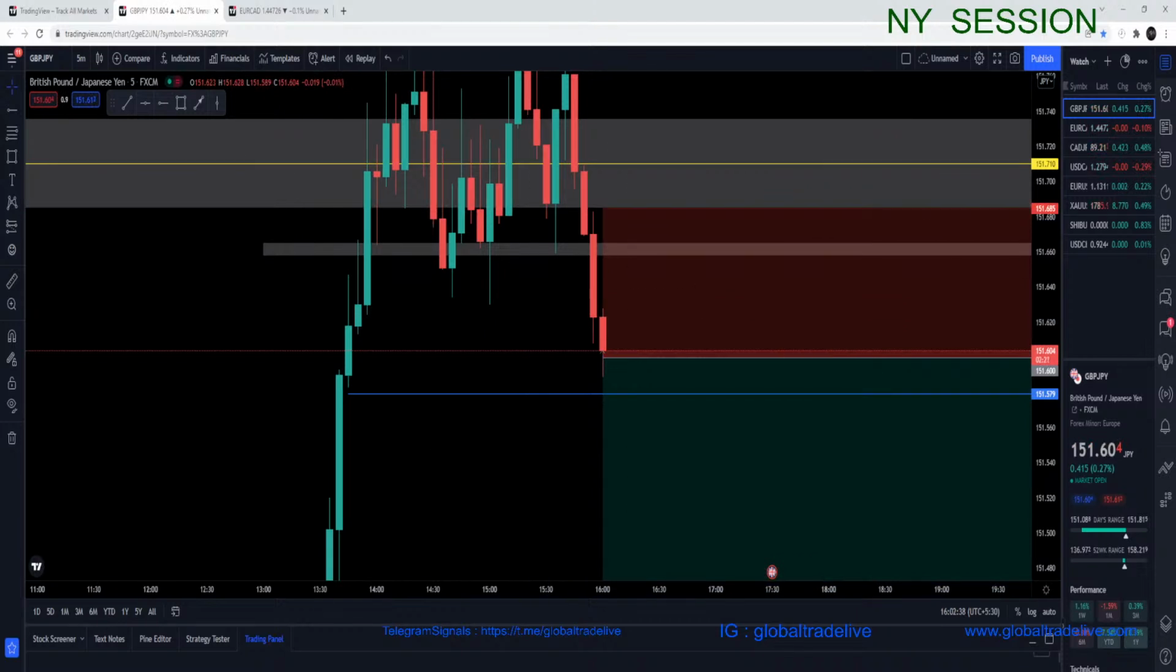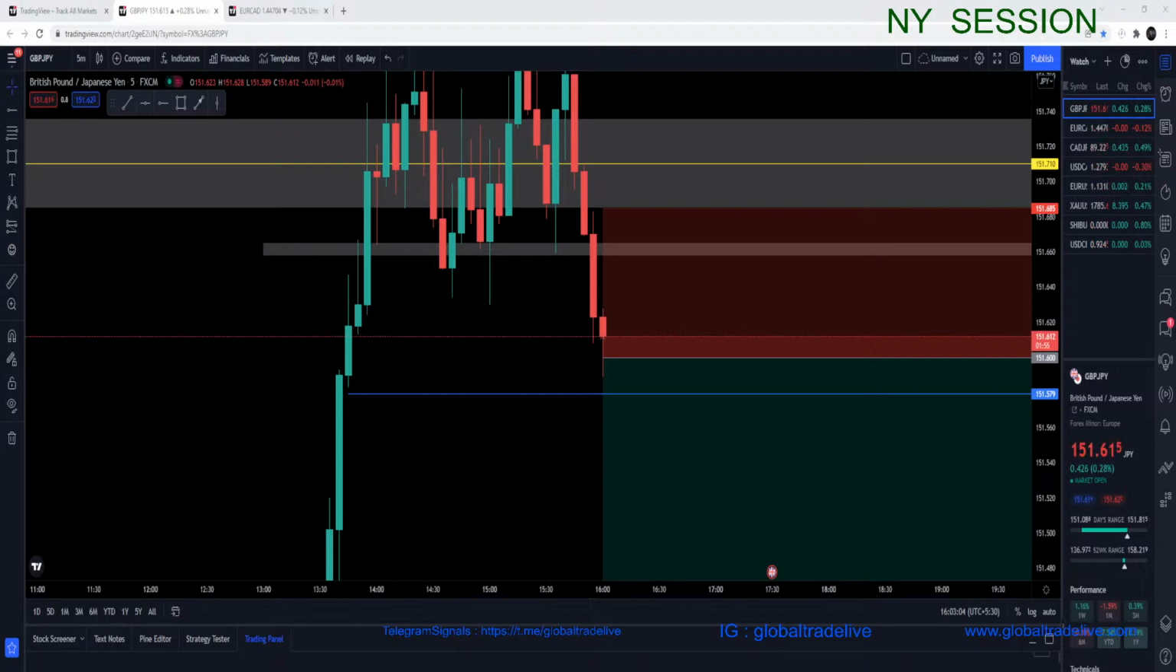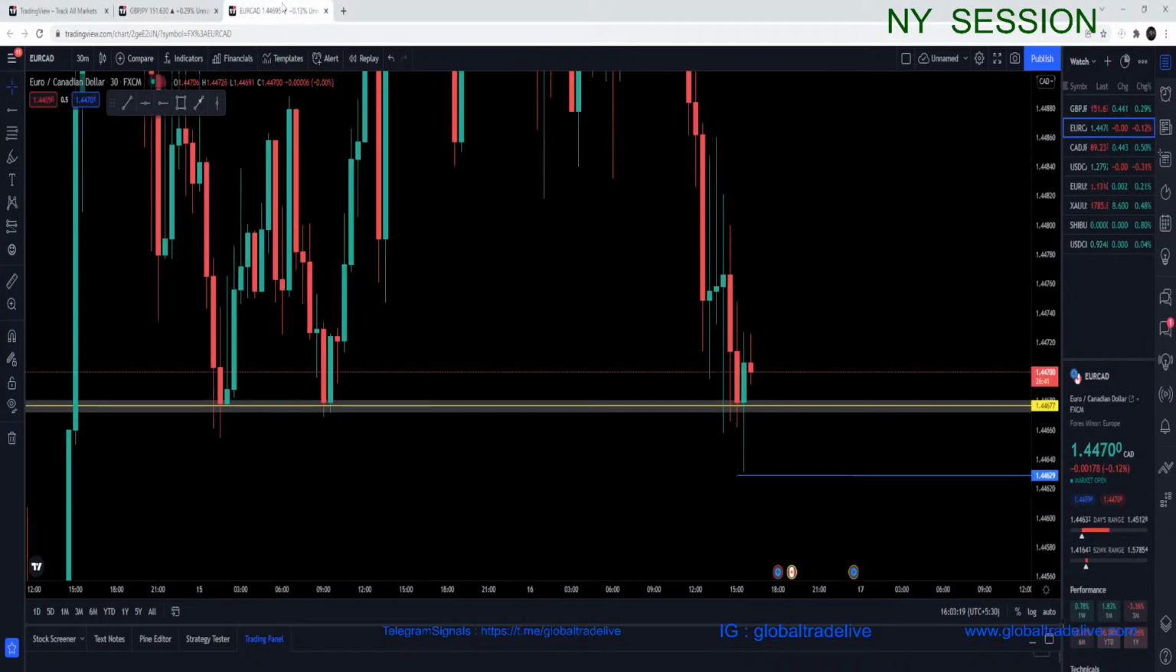Actually, I'm keeping my stops above the previous 5-minute candle's high. So if this 5-minute candle breaks its own high, I'm going to close half and let the other half run. Closed half over here. No volume.